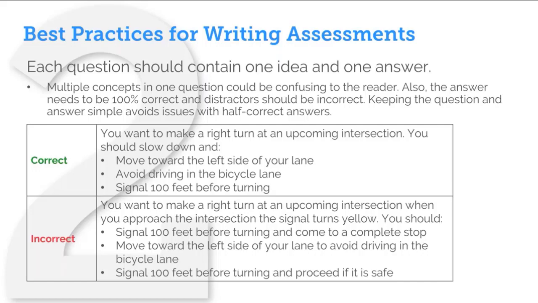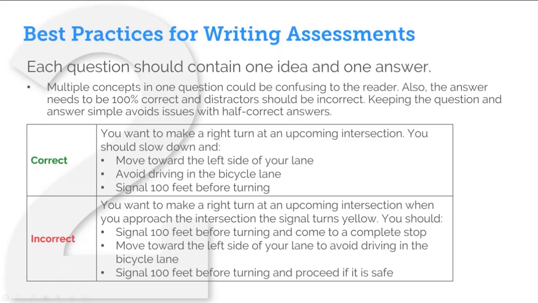So if you look at our incorrect example, we kind of muddle things up. You want to make a right turn at an upcoming intersection. When you approach the intersection, the signal turns yellow. You should signal 100 feet before turning and come to a complete stop. Move toward the left side of your lane to avoid driving in the bicycle lane. Signal 100 feet before turning and proceed if it's safe.